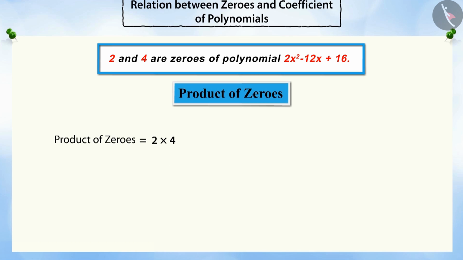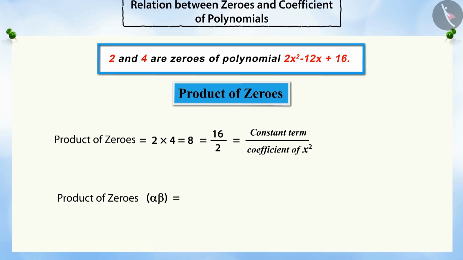Similarly, if we multiply the zeros, you will see that the product of the zeros is equal to the ratio of the constant term to the coefficient of x squared of the quadratic polynomial. It can be said that the product of the zeros of a quadratic polynomial is equal to the ratio of the constant term to the coefficient of x squared of the polynomial.